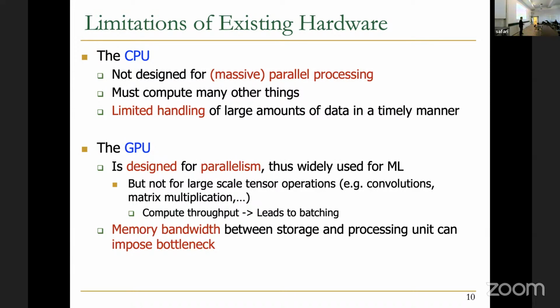Here, the thing is that it's not made for such large-scale operations. We have really large tensors that we need to work with in machine learning for convolutions or matrix multiplications. And the GPU can have problems with this because it has a limited compute throughput. This leads to batching of data, where we need to take the data and batch it into smaller batches, then process on them, which is not as desirable as having a batch size of 1, so it's processing each data on its own. Also, the memory bandwidth for the GPU is a bottleneck, because here again, we need to get all the data from storage.